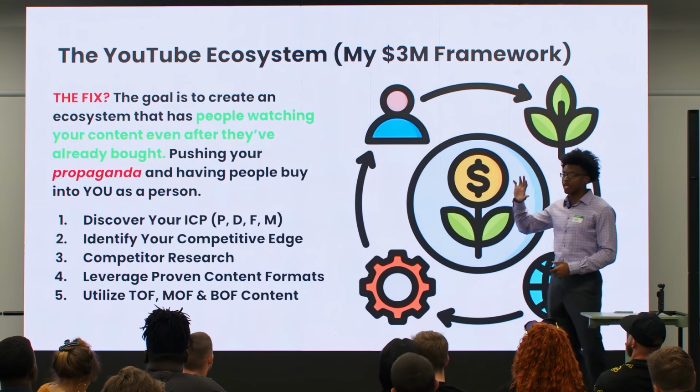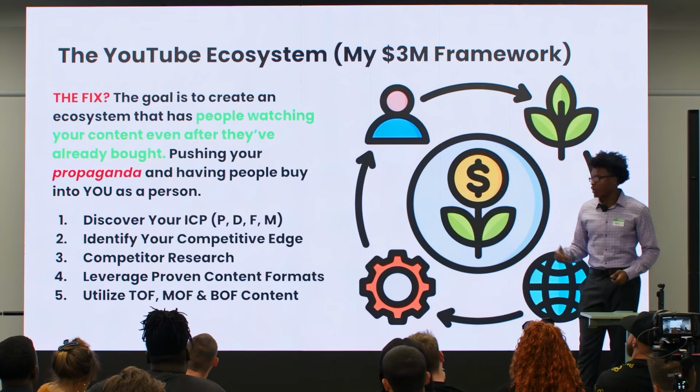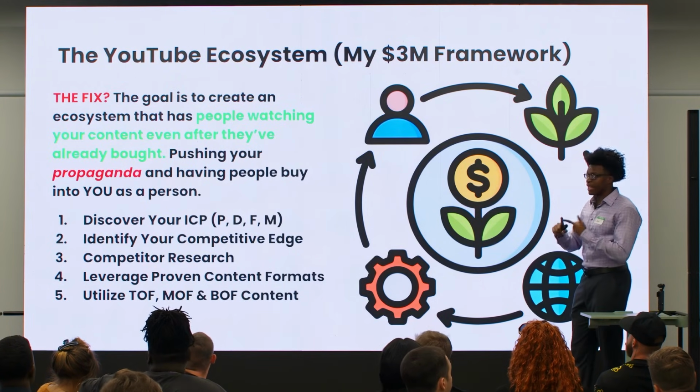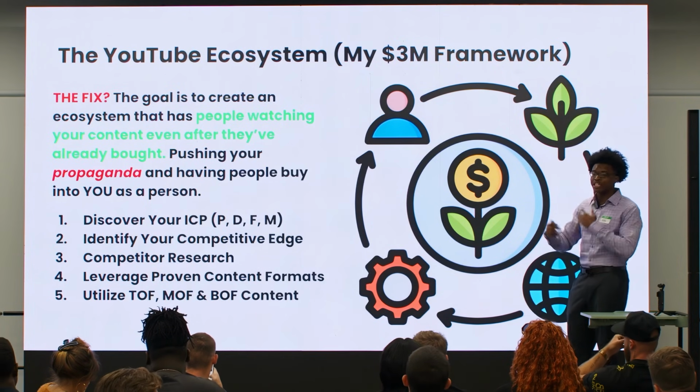There's really 5 ways that I'm going to be covering. First is discovering who your ideal customer profile is. I like to think of this as your pains, desires, fears, and motivators. What are the psychographics of your audience and how can you reverse engineer around that?